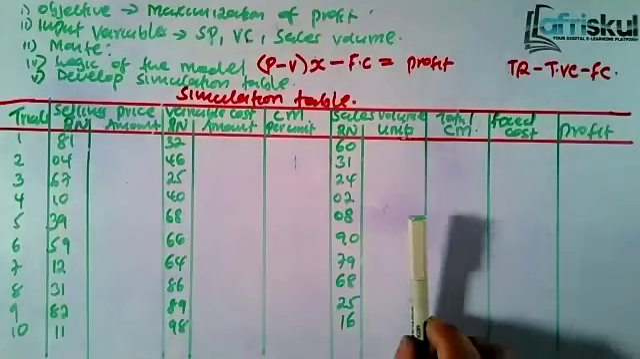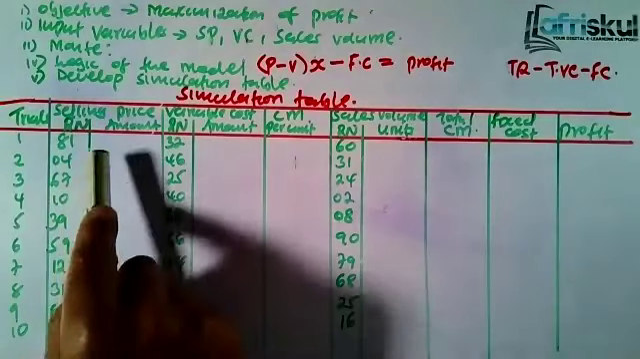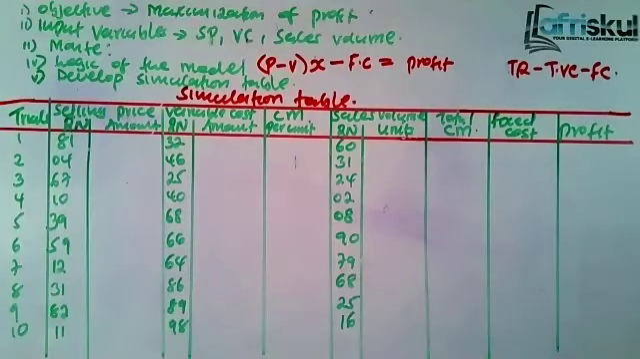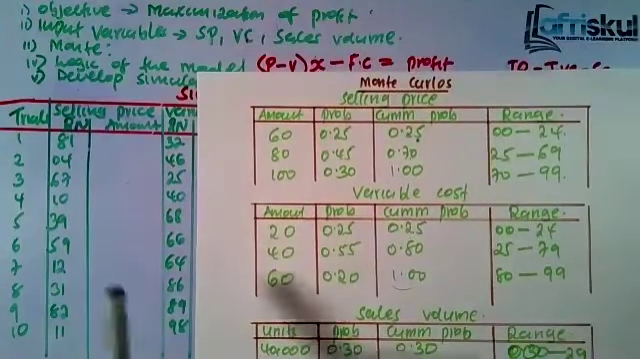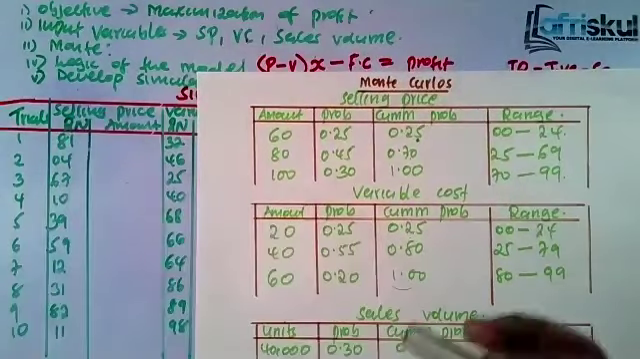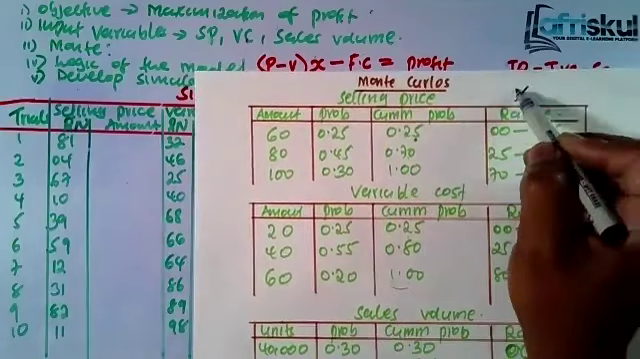Now, after you record the random numbers, we need to get the specific amount. For example, let's start with the selling price. This is where you apply your Monte Carlo. We want to start with the selling price, using Monte Carlo for the selling price, and then you apply the ranges.